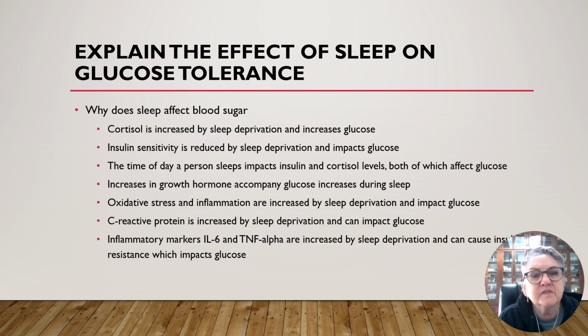Why does sleep affect blood sugar? Well, cortisol is increased by sleep deprivation and increases glucose. Insulin sensitivity is reduced by sleep deprivation and impacts glucose. The time of day a person sleeps impacts insulin and cortisol levels, both of which affect glucose. Increases in growth hormone accompany glucose increases during sleep. Oxidative stress and inflammation are increased by sleep deprivation and impact glucose. C-reactive protein is increased by sleep deprivation and can impact glucose.